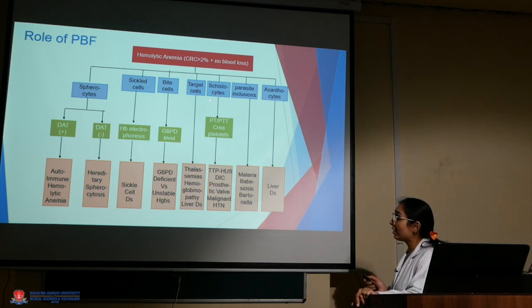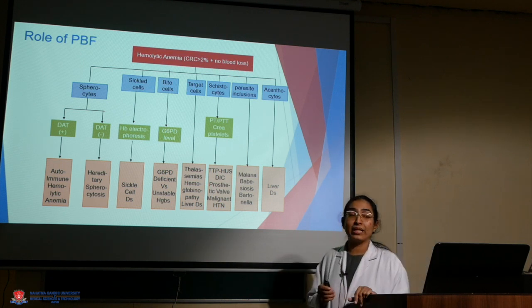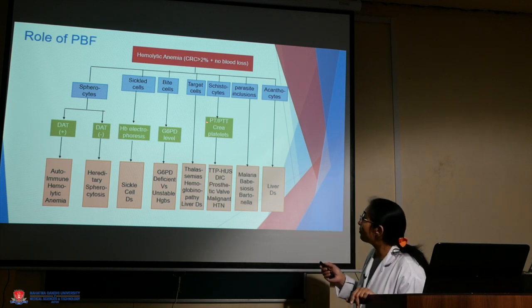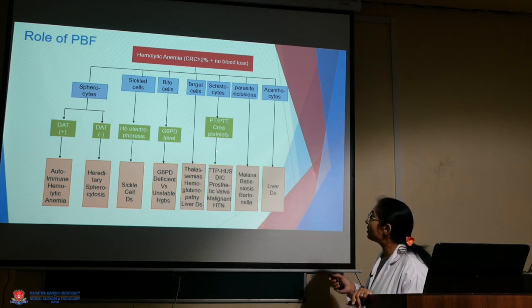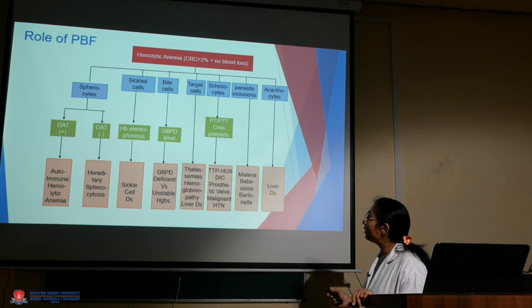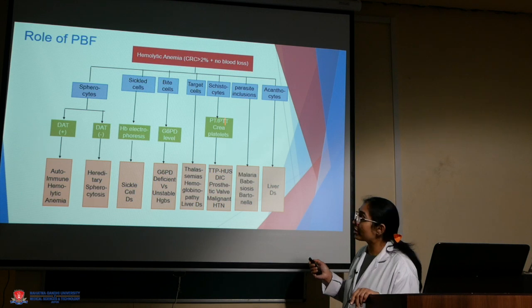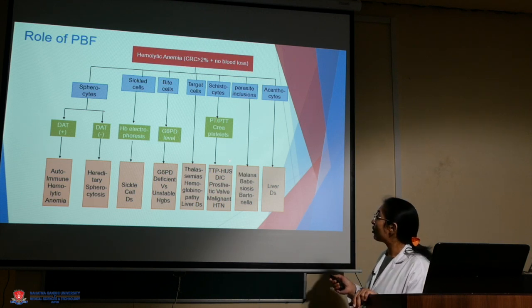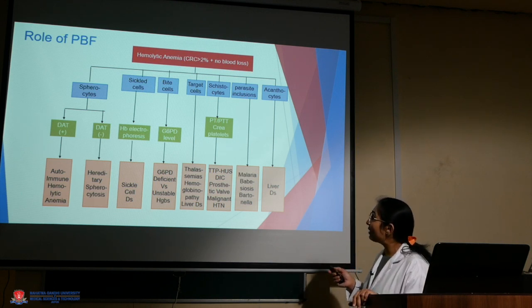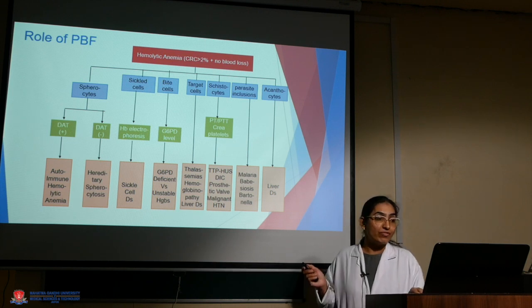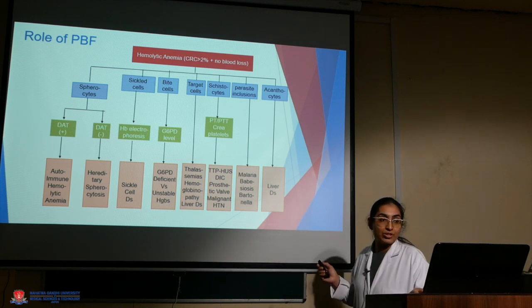Schistocytes are another important medical emergency. If you find schistocytes, immediately do PT, PTT, creatinine and platelets, because there could be TTP, HUS or DIC, which have schistocytes as the hallmark. So you have to be very cautious regarding this. You can also see malarial parasite and babesiosis on the peripheral smear of a malaria patient.